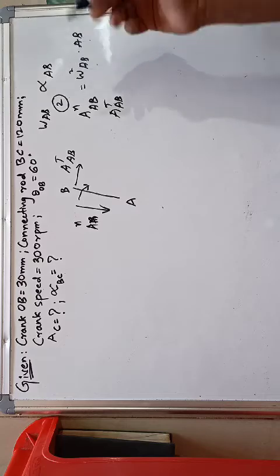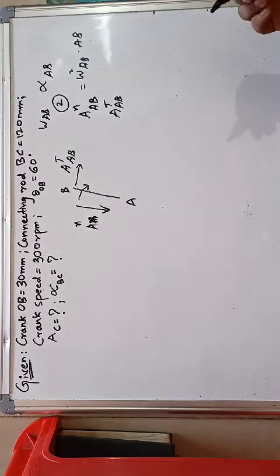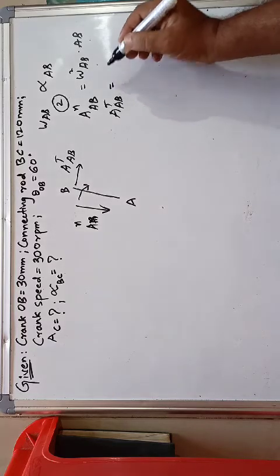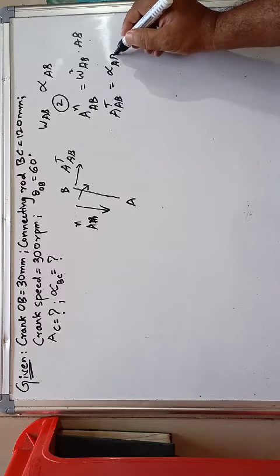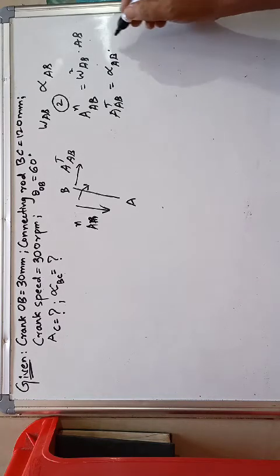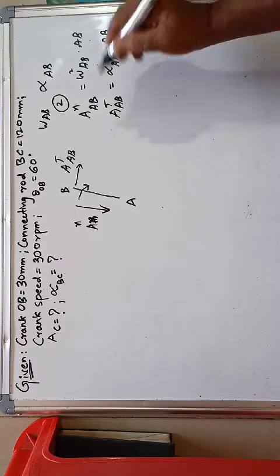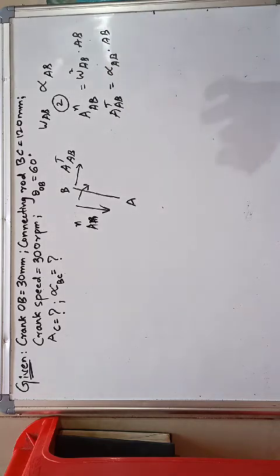Omega is nothing but the angular velocity of the link AB, that is omega square AB into AB. This is how the normal component is calculated, and the tangential component is calculated as alpha AB into the length of the link AB. This is the formula to find the tangential component.